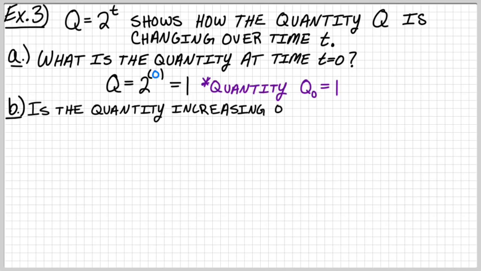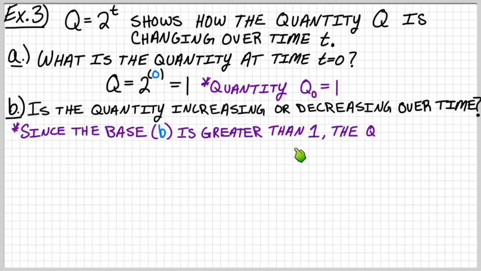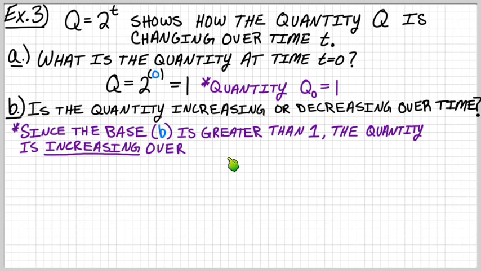Part B. Is the quantity increasing or decreasing over time? Hopefully you can tell just by looking at it. Like the initial value, the a value, is 1, but it comes down to what the b value is. So the base is 2, or the b value is 2. And since that's greater than 1, we know the quantity is actually increasing over time. So this is definitely exponential growth. It's increasing over time because the base b is bigger than 1.